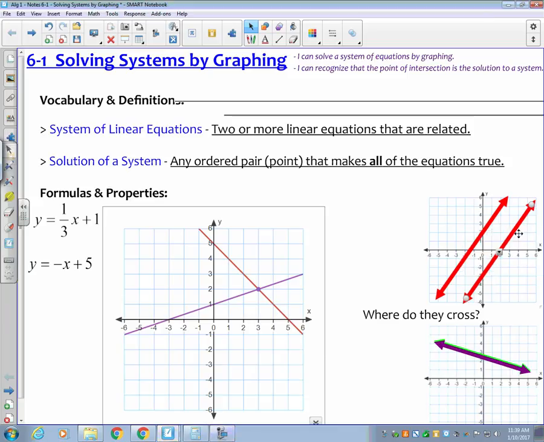All right, so section 6-1 is solving systems by graphing. A system of linear equations is two or more linear equations that are related, and the solution of that system is any ordered pair of points that makes all of the equations true.